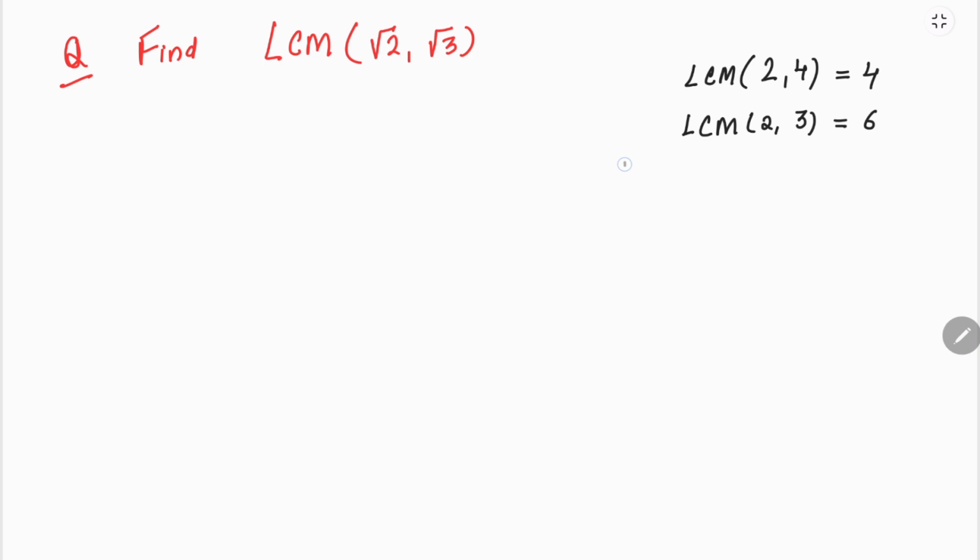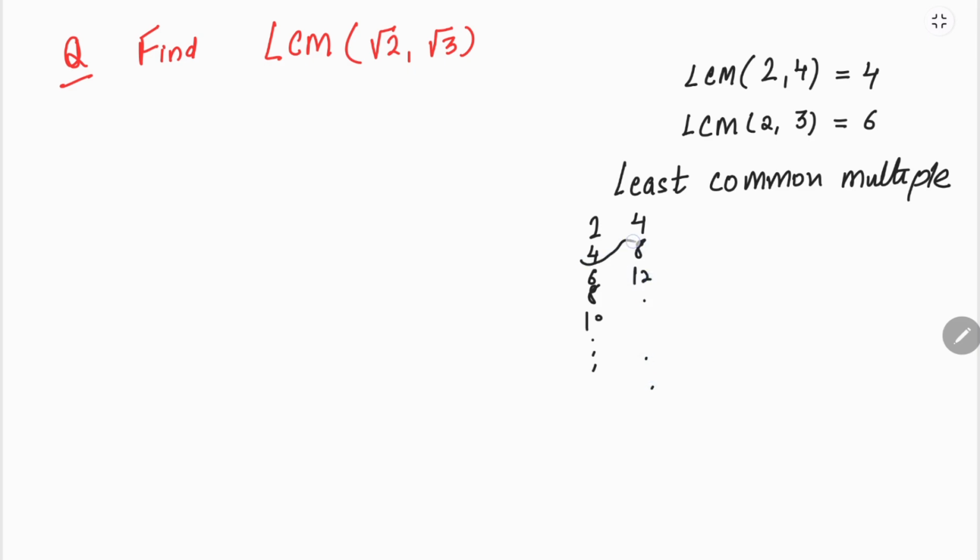So first of all, for that I will tell you the meaning of LCM. That is least common multiple, and that we all know, right? So when we had to find out the LCM of 2 and 4, what did we write? We will write multiples of 2, right? 2, 4, 6, 8, 10, and so on. And here we will write multiples of 4: 4, 8, 12, and so on. What is the least common multiple? Least means the smallest common multiple, which is 4. That is why the answer was 4.